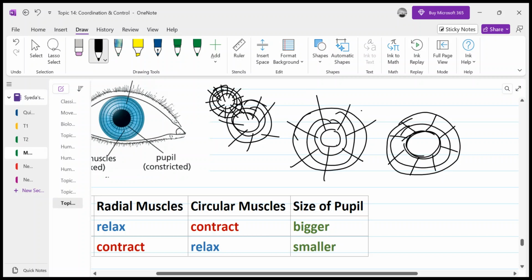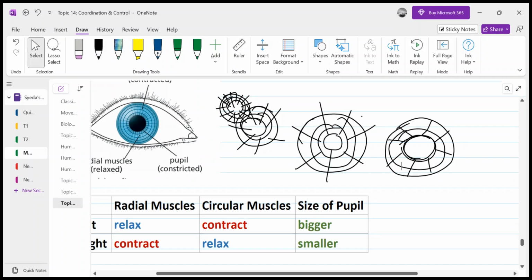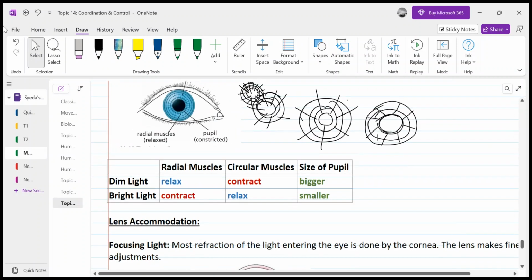The two things that you need to remember: first, the name of this reflex, because sometimes they ask you to write down or state the name of the reflex when a person has to see in bright light. So that is the pupil reflex or iris reflex, right? Second thing, you need to remember what contracts and what relaxes in dim light and in bright light. For this you would need to remember this table, right? So in dim light, radial muscles relax, circular muscles contract. In bright light, radial muscles contract.